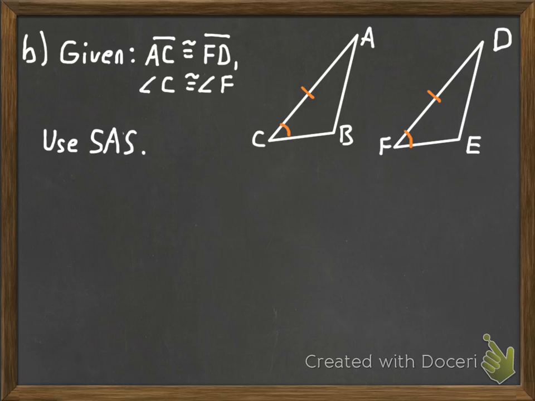Well, let's see what you came up with. We knew that we had one pair of sides that were congruent and one pair of angles, so we needed a second pair of sides that are congruent, which leaves us with either segment AB is congruent to segment DE or segment CB is congruent to segment FE.